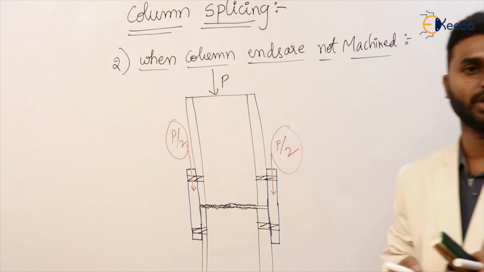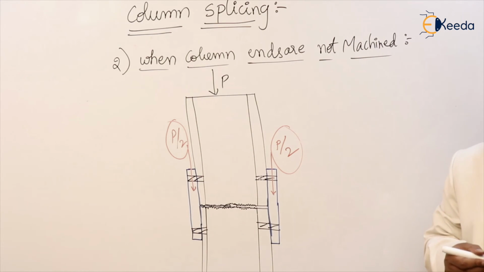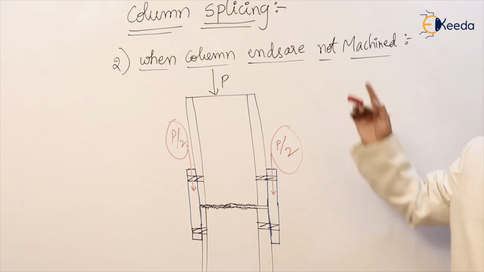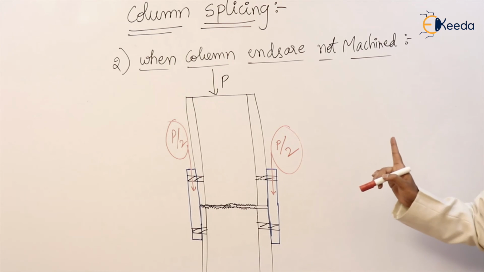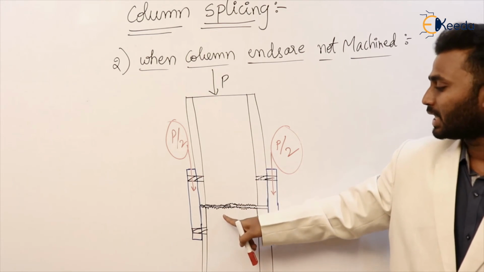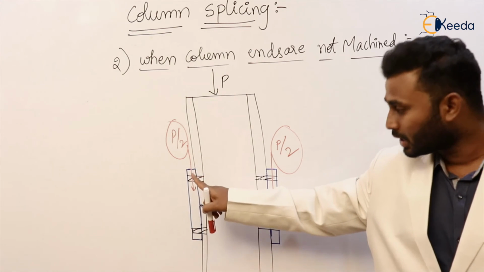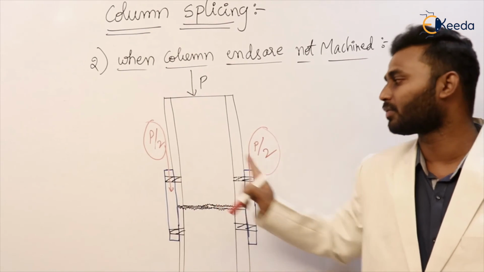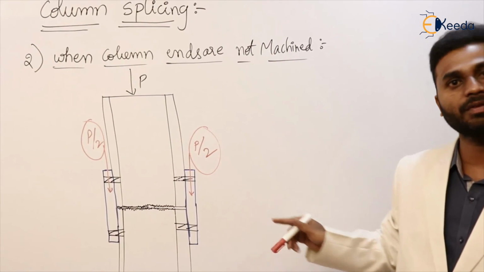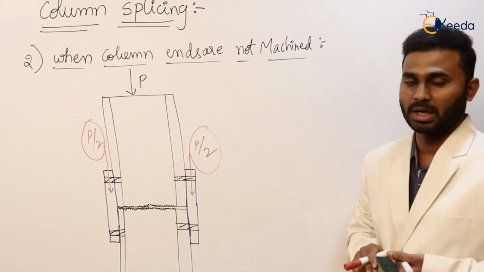This is the provision given in the code book. Okay, take it down. So when column ends are not machined, then we have to assume that the load is not transferred by the bearing action. The total load is transferred by the connections itself. So each connection has to transfer 50% of the total load. Clear? So take the diagram.